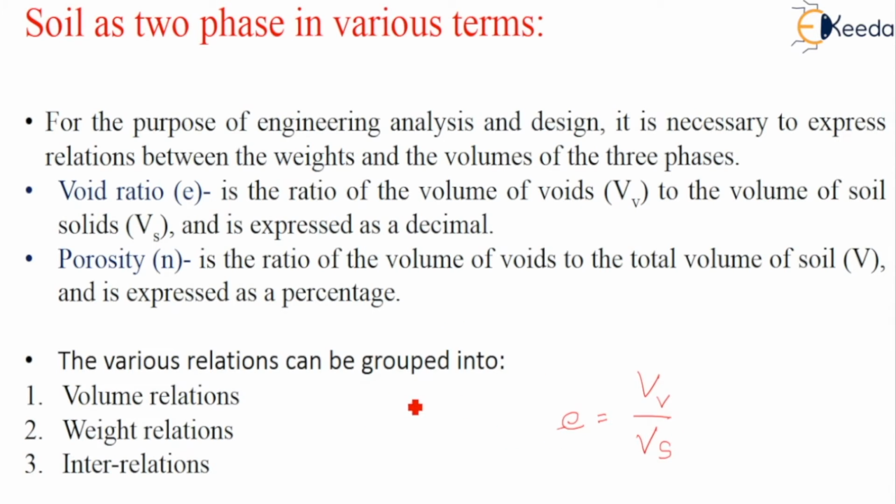The next important term is nothing but porosity. It is the ratio of the volume of voids to the total volume of soil and is expressed as a percentage. So, n is equal to volume of voids Vv by total volume of soil, that is V. These two are very important relations you have to remember. There are also various relations which are grouped into volume relations, weight relations and interrelations between volume and weight. Thank you.